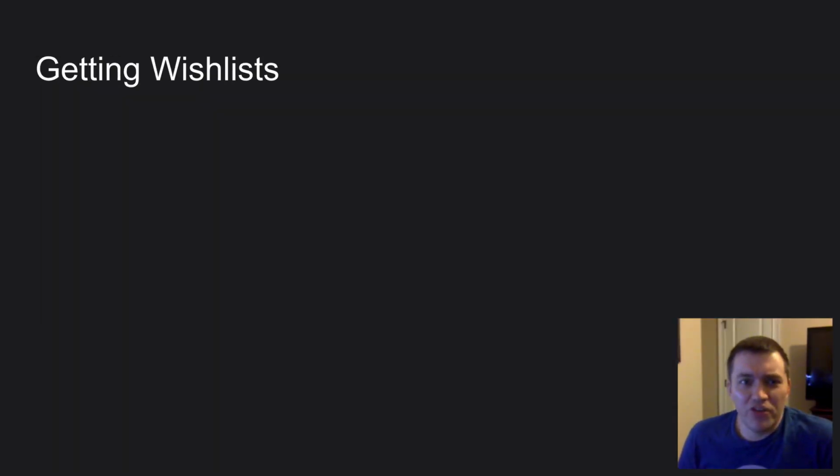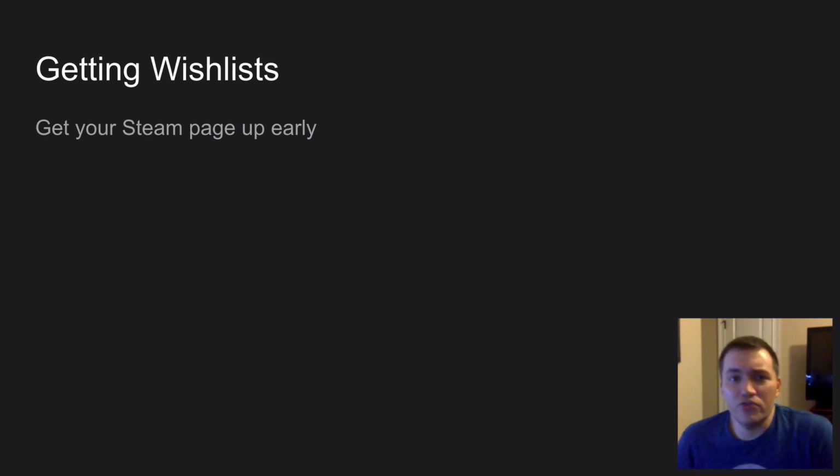The next thing we need to talk about is how do you get wish lists? The first piece of advice that I would give anybody is to get your Steam page up early. Ideally, you want your Steam page up collecting wish lists for 12 to 18 months at least before you launch your game. Wish lists come in a slow trickle. You don't just get 1,000 on the first day. You will get some the first day, and that will probably be your best day initially. But then you will have to tie those into other things.